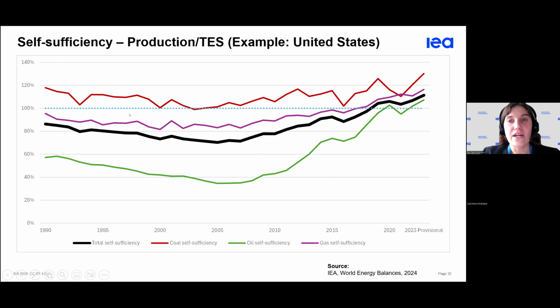Another important indicator is self-sufficiency. This is calculated as production over total energy supply, and it indicates if a country is able to meet its own energy demand domestically. So if this indicator is over 100%, then that means that yes, they're able to meet their own energy demands for that product. And if it's under 100%, then that means they have to use imports to meet their energy demand.